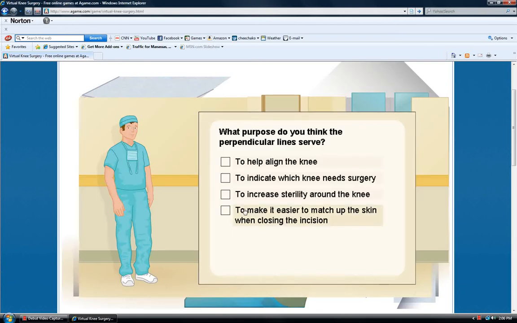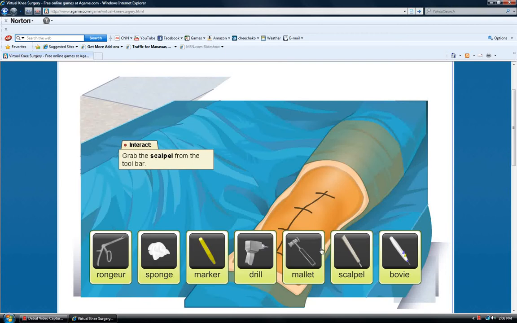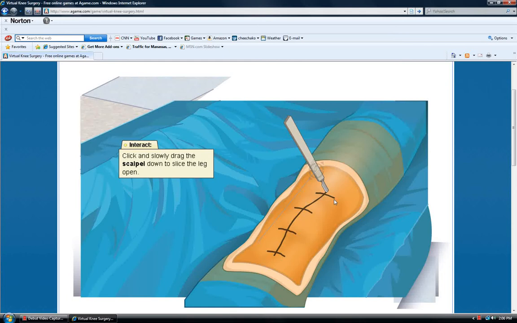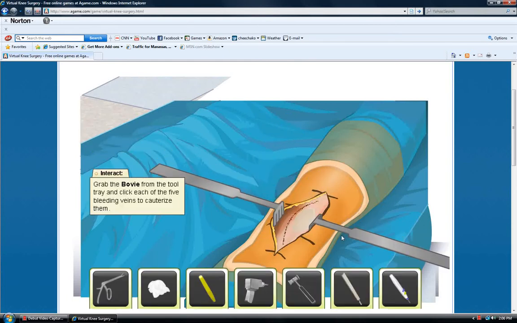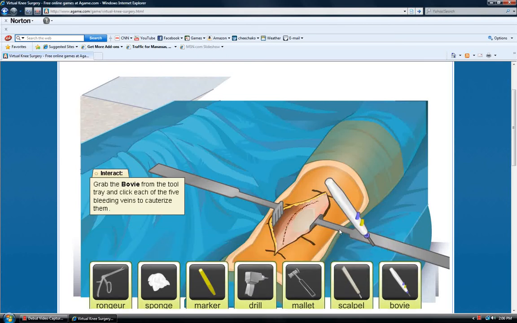What purpose do you think the perpendicular lines serve? Outstanding. Now for the incision. Take the scalpel and cut the skin following your markings. Let's use the Bovie pencil to cauterize the veins. This will help decrease blood flow into the surgical field.